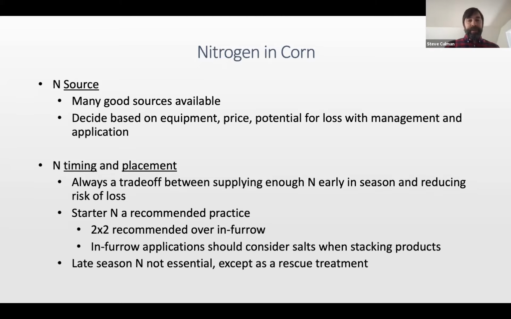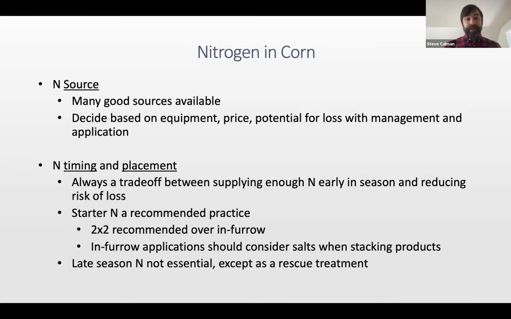And so when we think about applying nitrogen as a starter, 2x2 is still our recommended practice over in-furrow. We recognize that is a tax. It takes more time, and in-furrow application is attractive, especially with larger planters, just thinking about the time it takes. But we have seen plenty of examples of in-furrow seed injury, and that has real consequences that translate into yield at harvest time.